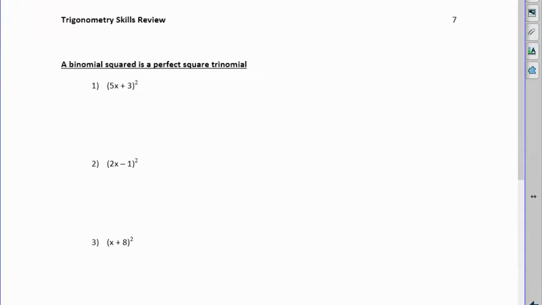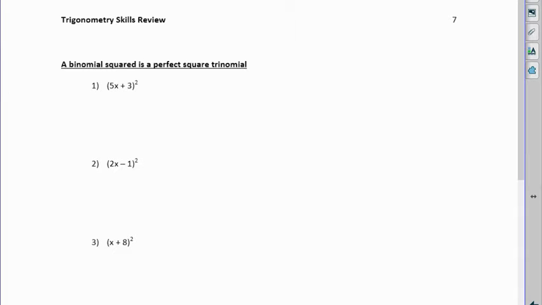Okay, this is the last of the skills review pages, page 7. And on this page, we're looking at the skill where a binomial that is squared becomes a perfect square trinomial.